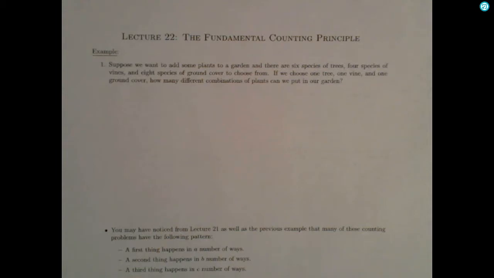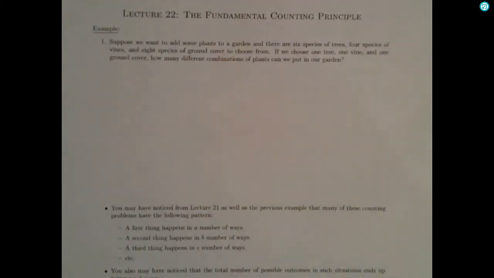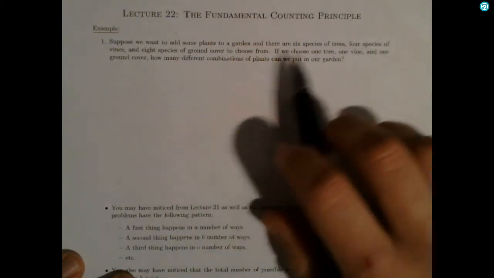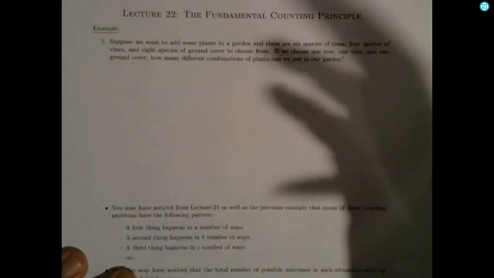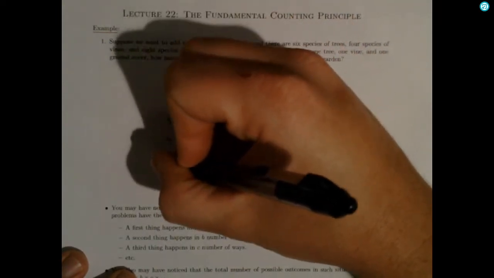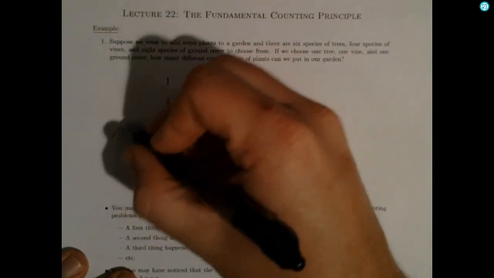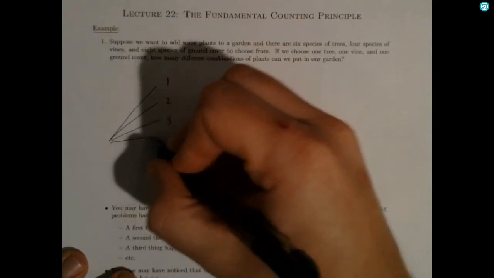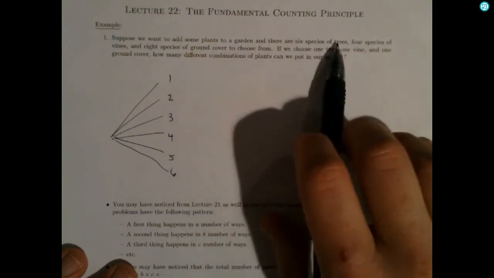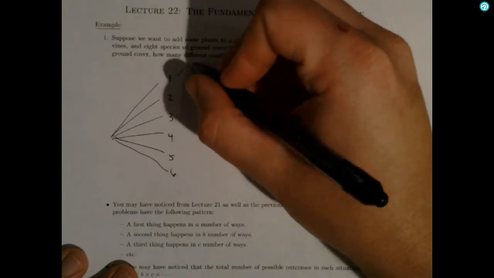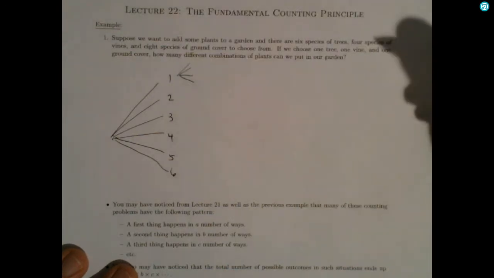Okay. So we could actually draw out the tree diagram here if we wanted to. We have six species of trees to choose from, so the very first choice I make is my tree. So I can say 1, 2, 3, 4, 5, 6. So I have 6 different trees. Now, having made my choice of tree, I need to choose a vine, and there are 4 different vines that I could choose from. So each of these is going to have 4 branches coming off of it.